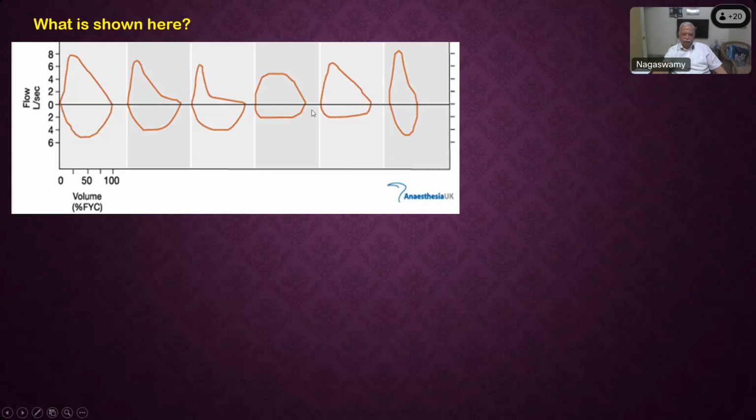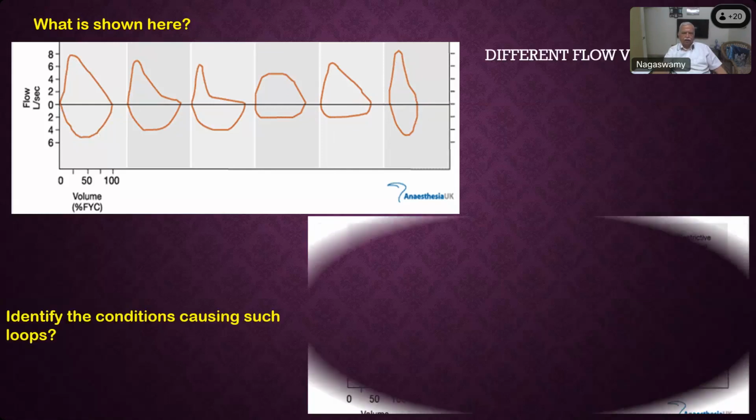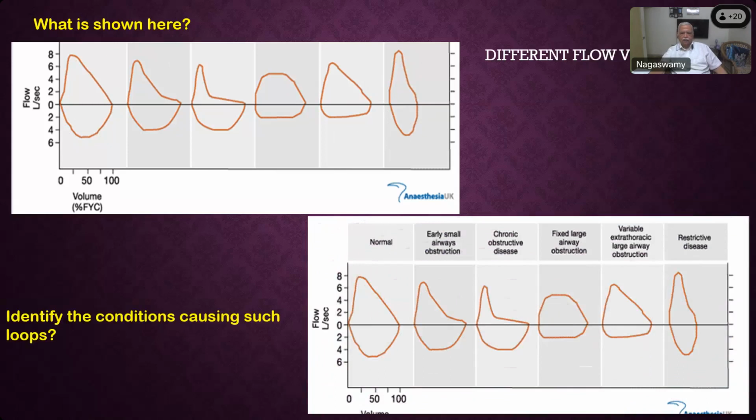But I'll show you what is the answer for the different flow volume loops. Identify the conditions. So this is normal, as you rightly said. This one is early small airway obstruction. As you rightly said, both can be classified as obstructive airway disease. But when it becomes too much scooped out, it becomes COPD. But if it is partly depressed like this, it can be called early small airway obstruction.